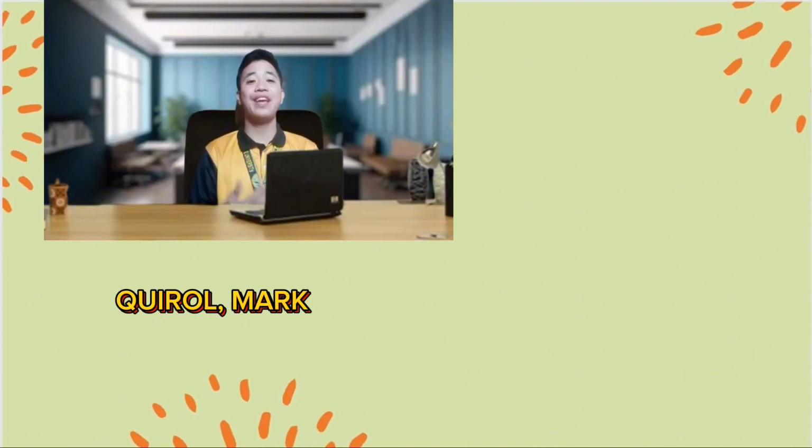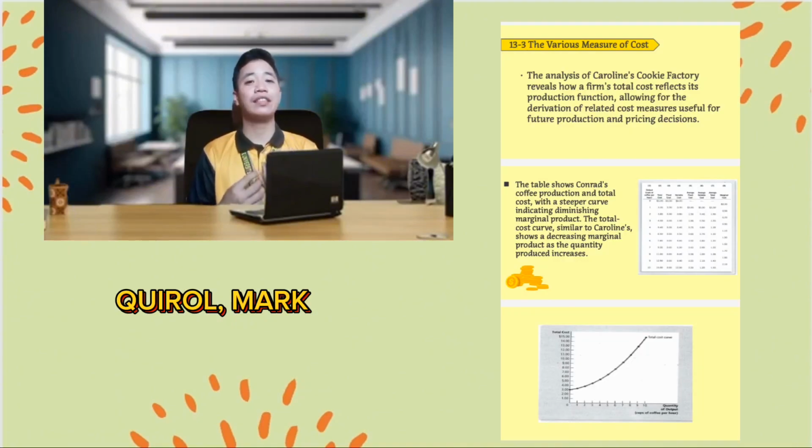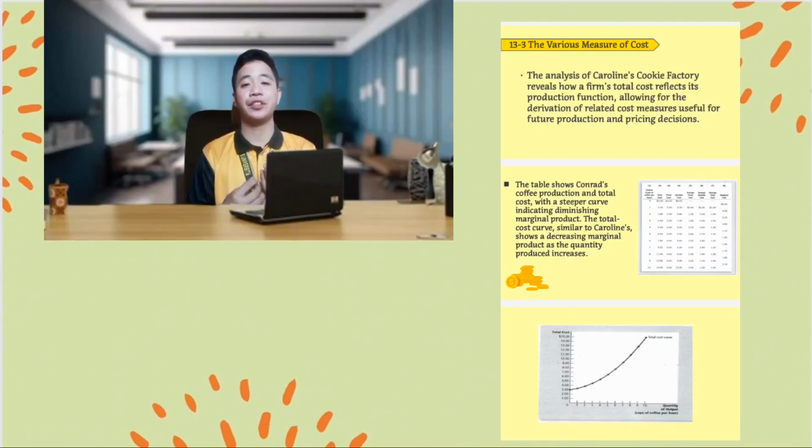So, good day everyone. We will tackle the topic of various measures of cost. So, what are the various measures of cost? The total cost, fixed cost, and variable cost each reflect different aspects of the cost of production over the entire quantity of output being produced. These costs are measured in dollars. In contrast, marginal cost, average cost, and average variable cost are costs per unit.